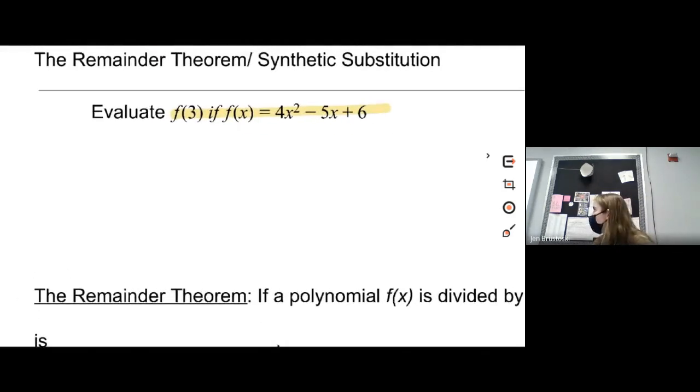So go ahead and write down, evaluate f of 3 if f of x equals 4x squared minus 5x plus 6.